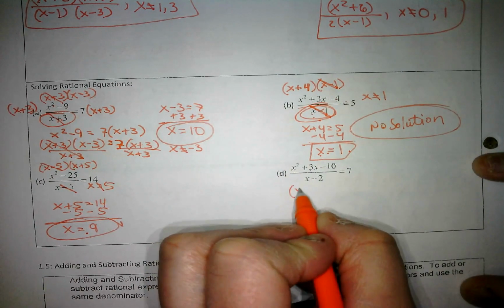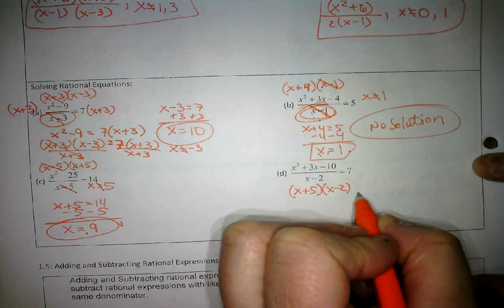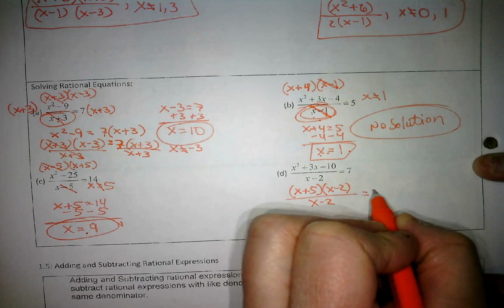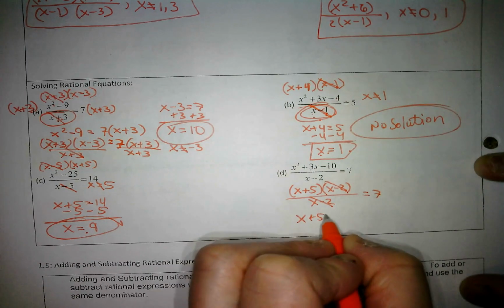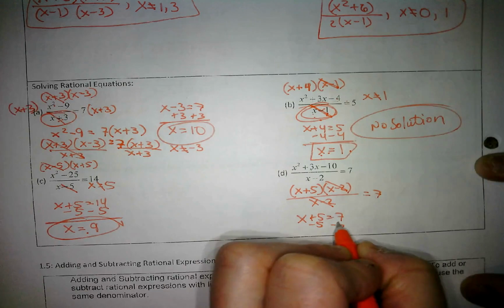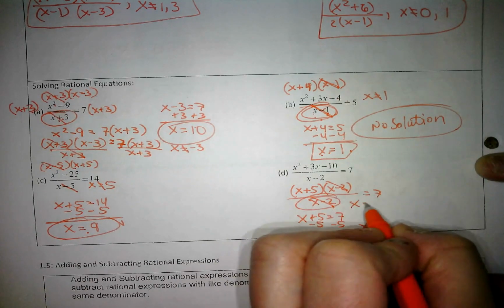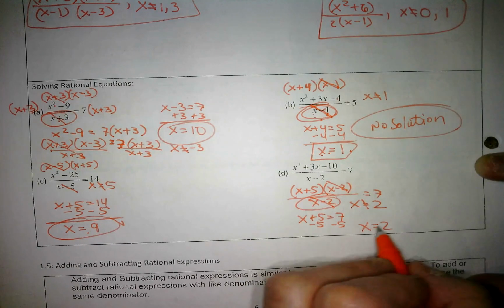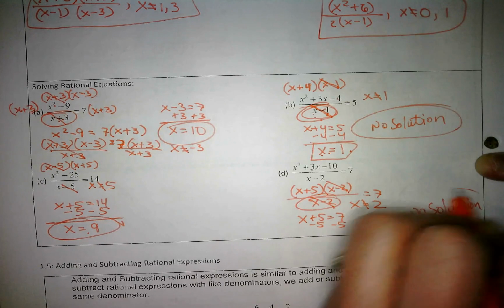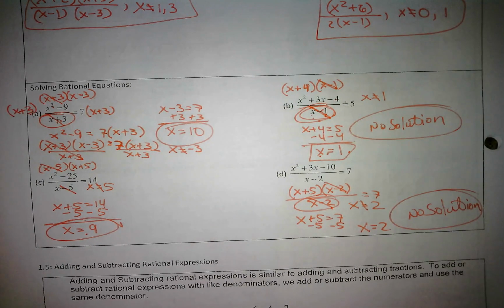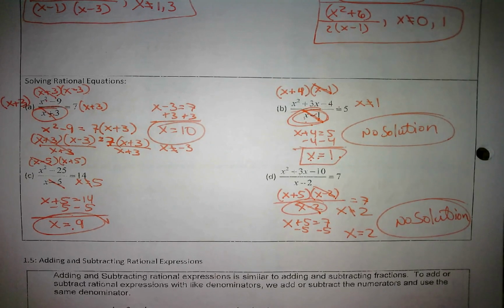Negative 10 and positive 3 is going to be x plus 5 and x minus 2, over x minus 2 equals 7. Those are going to cancel, so we get x plus 5 equals 7. Subtract 5 from both sides, and x equals 2. If we look at that, we know that x cannot equal 2, so there's no solution here either. That was the end of 1.4 because my video cut out.